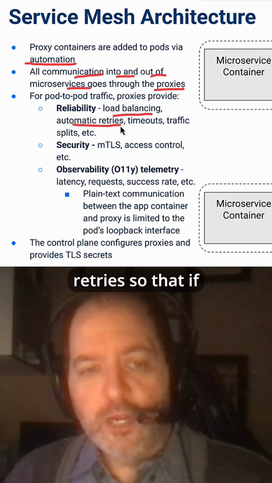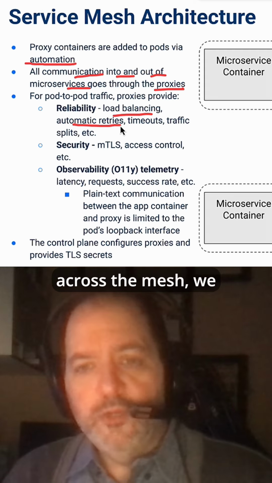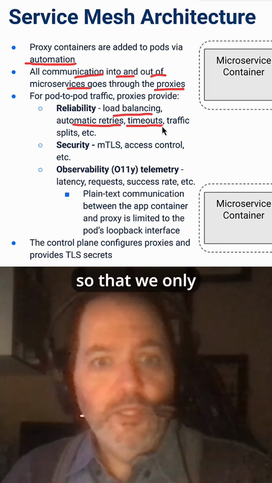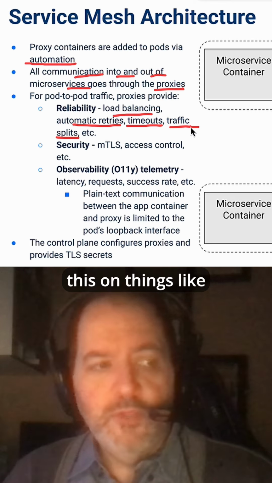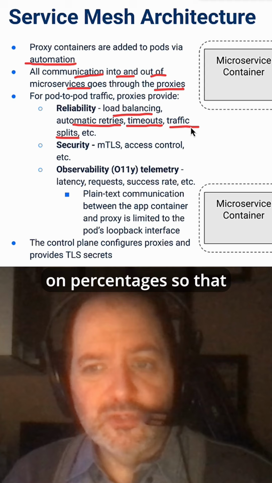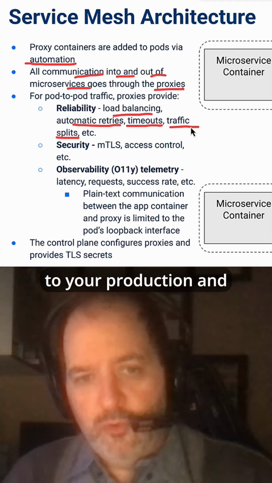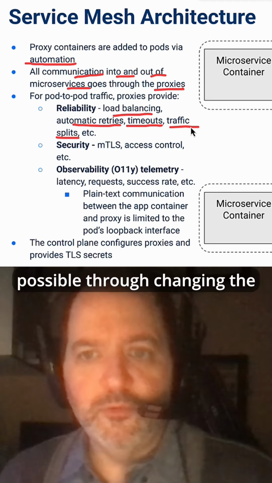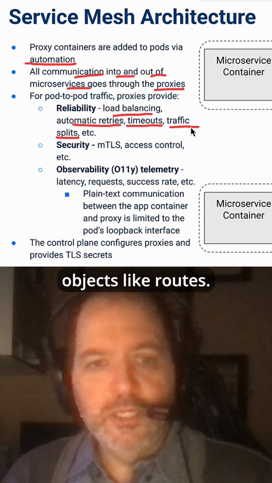It can do automatic retries, so that if a request fails going across the mesh, we can retry that request. We can have timeouts, so that we only attempt so many times. We can do things like traffic splits. So you can do this on things like headers to do A/B tests. You can do it on percentages, so that it's a canary. Let's say you want to do 99% to your production and 1% to your canary, right? All these things are possible through changing the configuration of standard Kubernetes objects like routes.